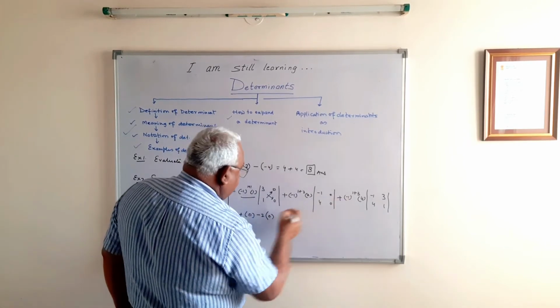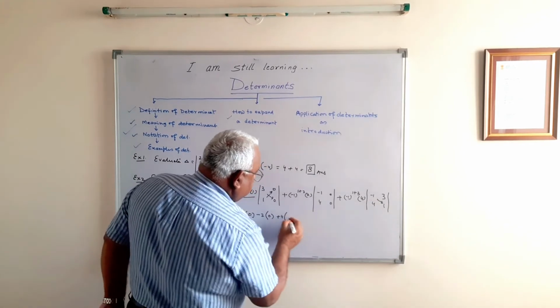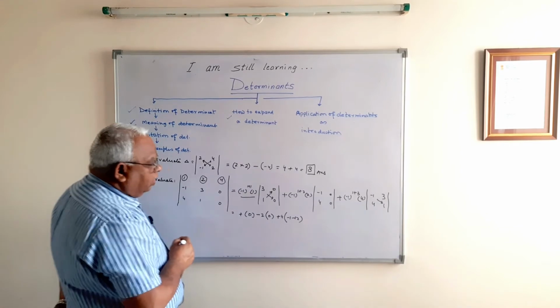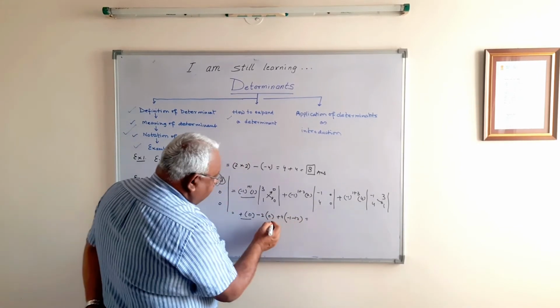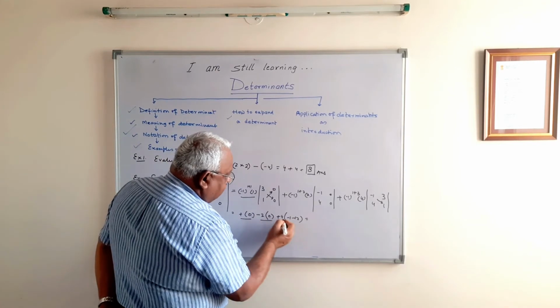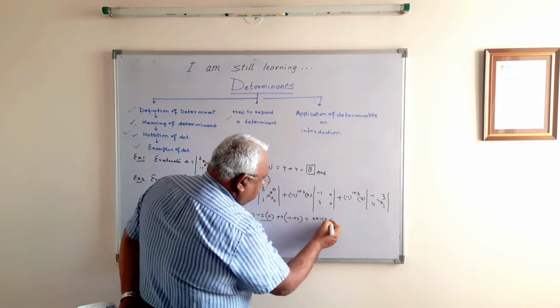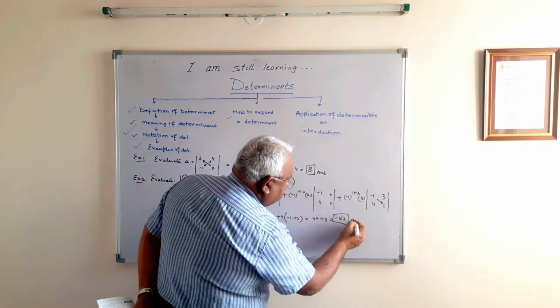So this is also 0. And this is positive plus 4, minus 1 minus 12. 0 vanishes. This is also 0, vanishes. So 4 into minus 13. That's the only answer. So minus 52 is the answer.